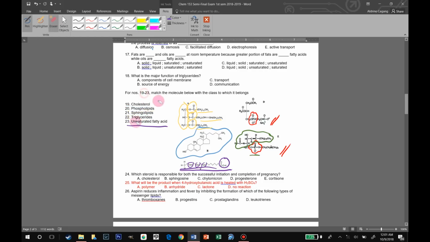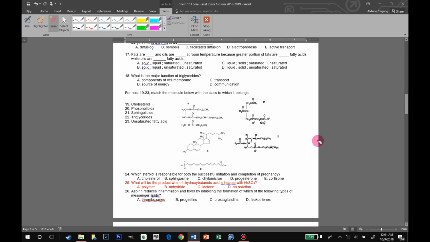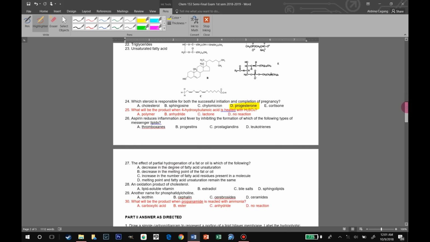Okay, moving on. Number 24. Which steroid is responsible for both the successful initiation and completion of pregnancy? This one should be relatively easy to answer. The answer would be here: your progesterone, which is part of your female sex hormones, along with estradiol, which is going to initiate and also signal the completion of pregnancy.